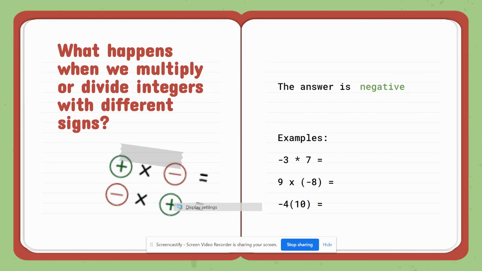So here are some examples. -3 times 7. Again, you only have one negative in this problem, so your answer is negative, and it is -21. 9 times -8. Again, one positive, one negative here. Your answer is negative, and it is actually -72. Last example, -4 times +10. As we've been practicing, your answer is going to be -40.